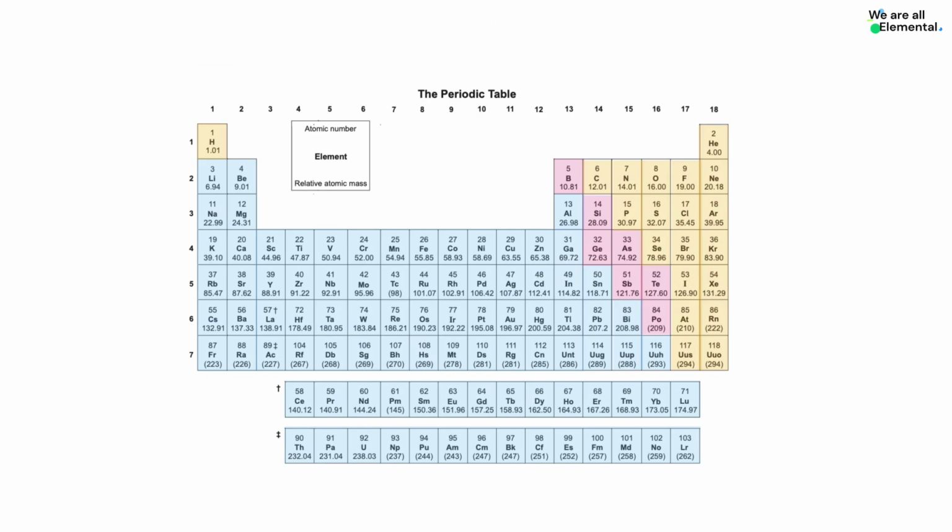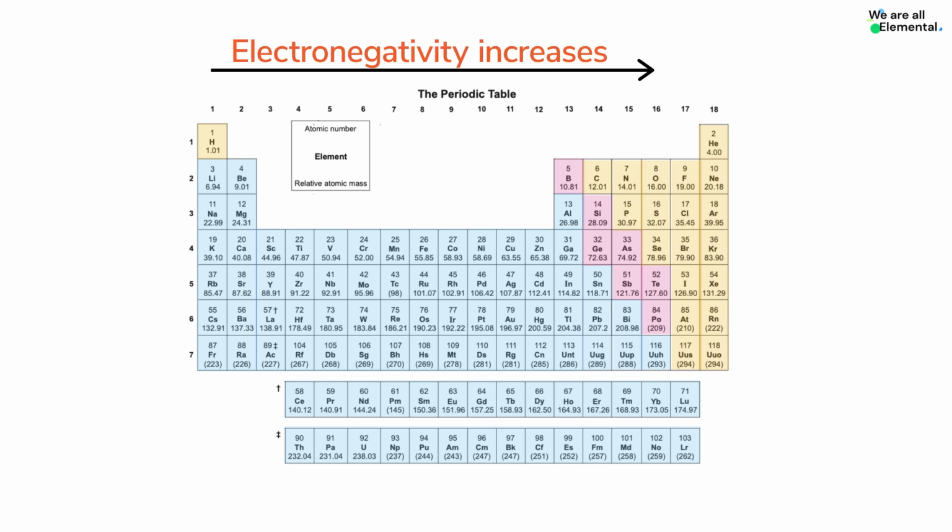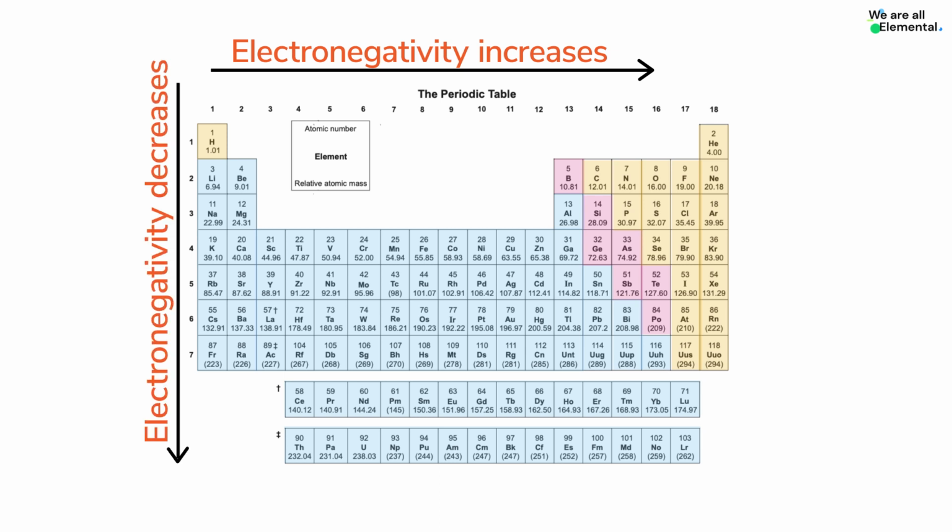In the periodic table, if you see the trends from left to right and top to bottom, electronegativity increases across a period from left to right as the atomic radius decreases, and electronegativity decreases down a group as the atomic radius increases. Fluorine has the highest electronegativity amongst all elements.